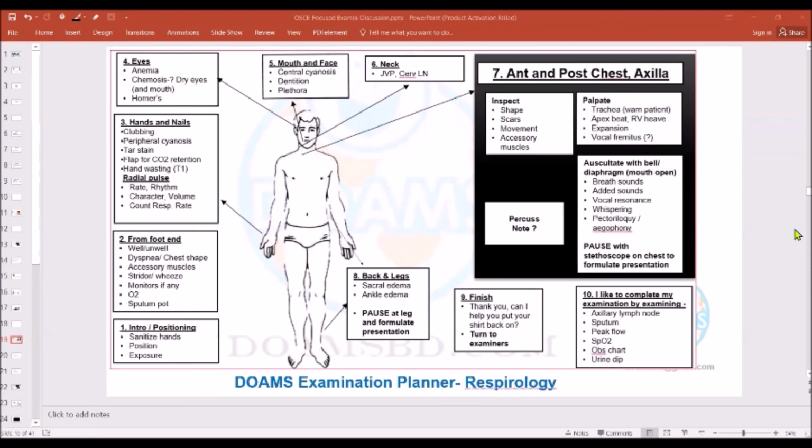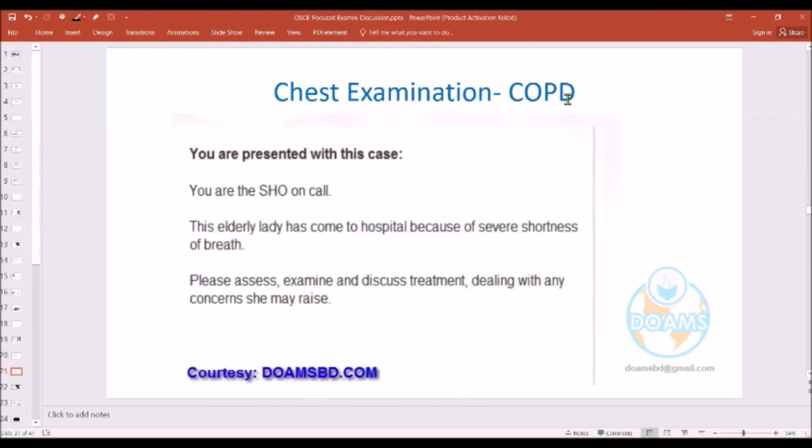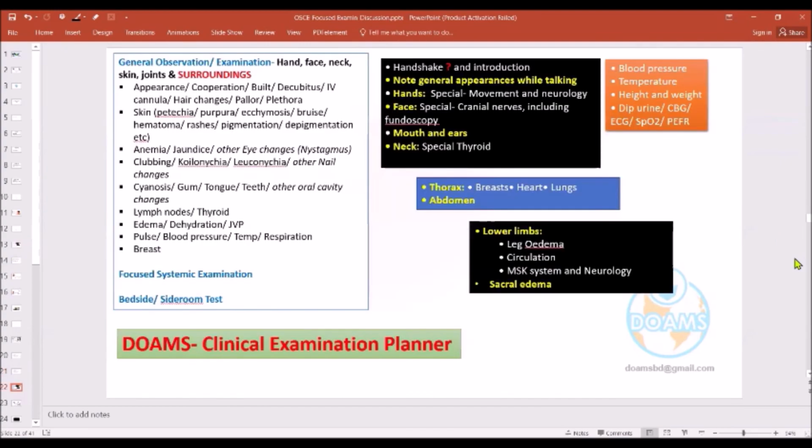So we will not show you the video. This is another video with us. And after looking at this video, suppose the patient presented with severe shortness of breath. So after doing this video, the diagnosis will be COPD, okay? COPD. And again, in the checklist, you will plan yourself what general examination or observation, what focused systemic examination or local examination is required, and what bedside test, or rather side room test, is important.